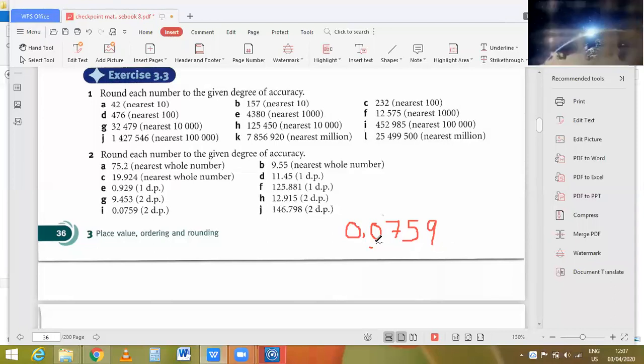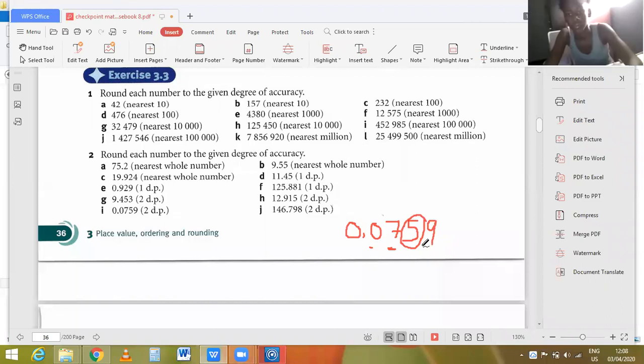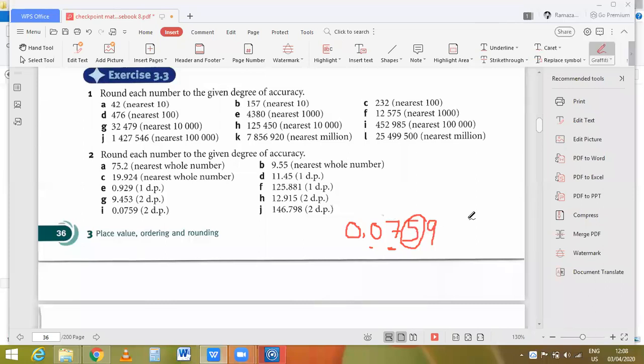So I will check. This is my second decimal place. Who is going to be the boss here? The 5 is our decider. Since it's equal to 5, what will I do? I will just add 1 here. So the answer is going to be 0.08.